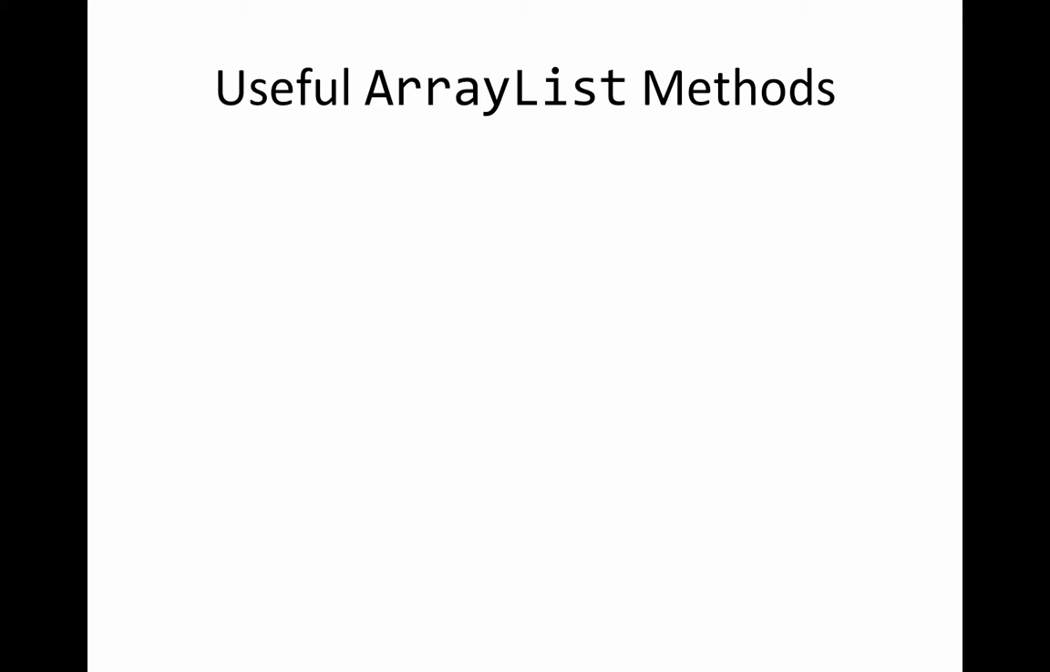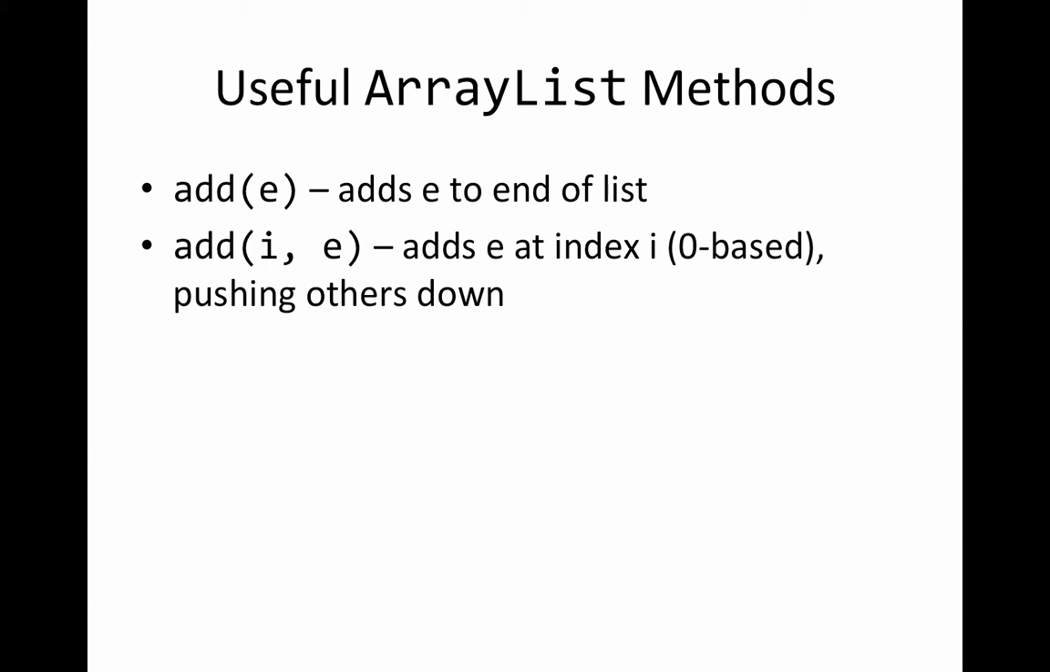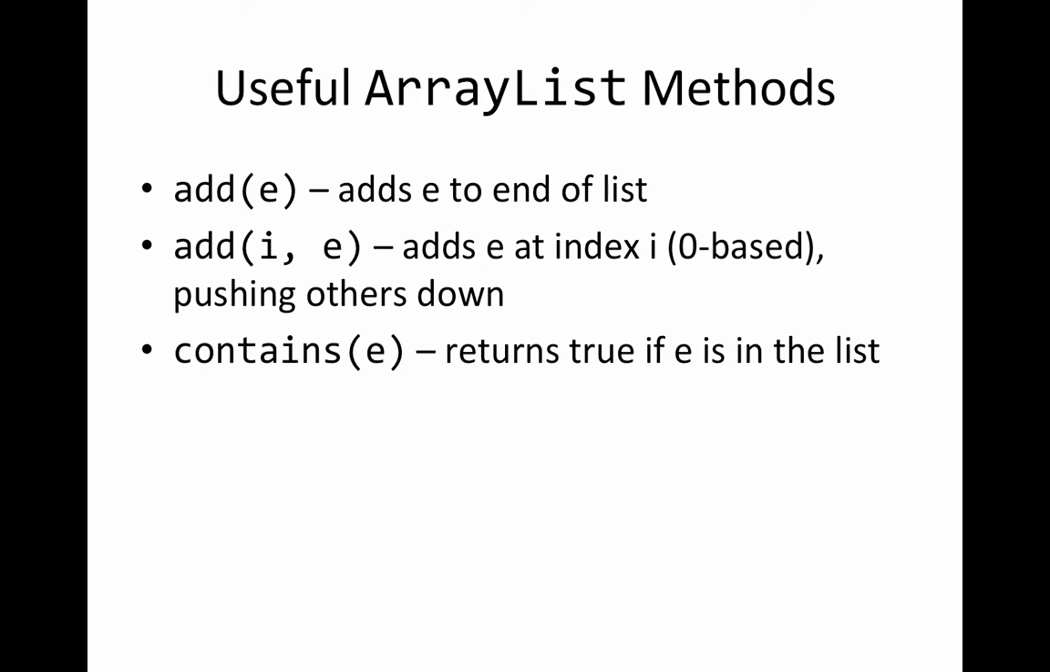ArrayList has many useful methods that make it possible for us to access items, add items, and so forth. This is one of the add methods that it supports, and it will add the element E at the end of the list, or we can specify at which particular index to add the element E, and like usual, index numbering starts from 0.